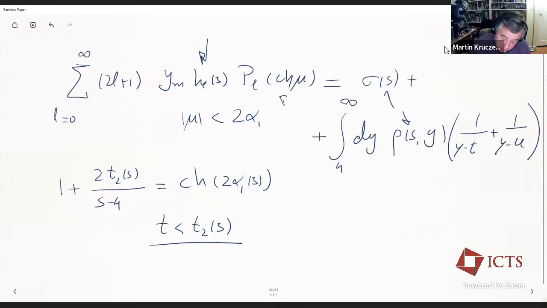remember, cos mu is 1 plus 2t over s minus 4. So this defines an analytic function in the region t less than t2 of s, but the right-hand side is an analytic function of t that has a cut for t bigger than 4. And this is larger than 4. And so the only conclusion is that rho, this part has to be 0.